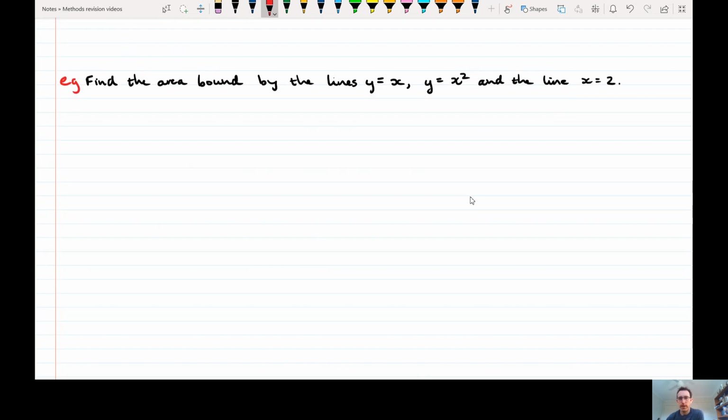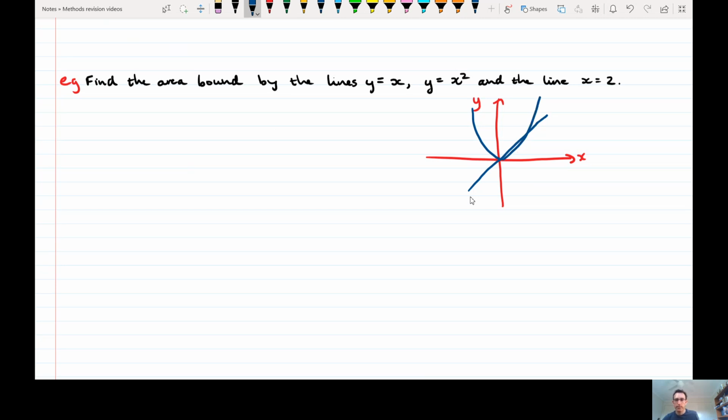Our second and final example here. So we're going to this time have the lines y equals x, y equals x squared, and the line x equals 2. So drawing y equals x just does this. It actually goes through the origin. Let's try it again. Y equals x squared does this. A very good parabola, don't tell your maths teachers. Something like that. It's not quite right, but it does that.